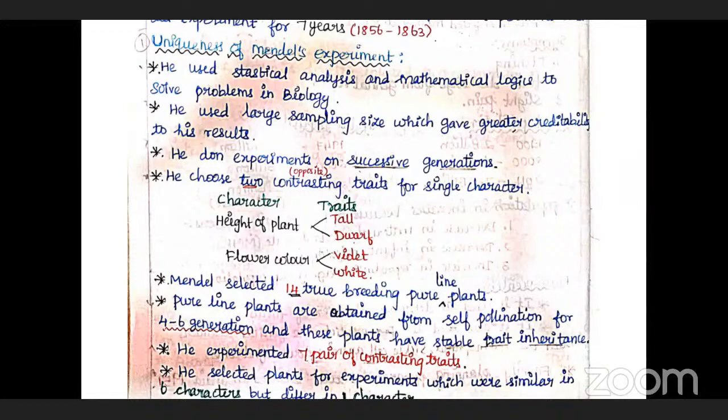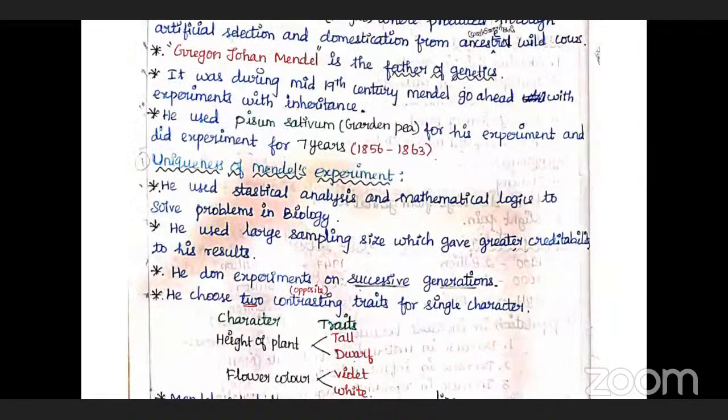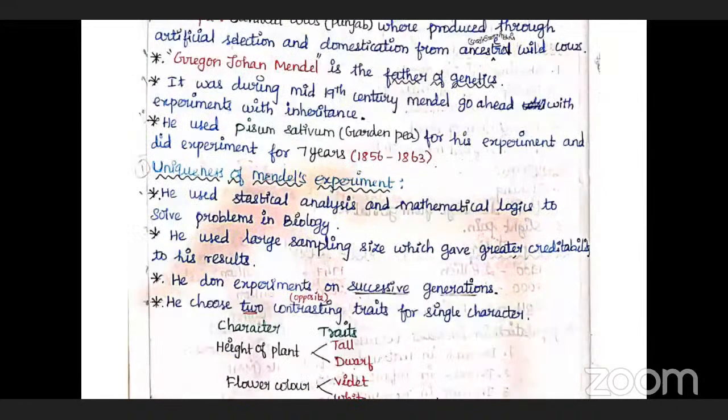What is the meaning of hybrids? Hybrids mean 2 different things combined together. Hybridization means 2 things will be combined. For example, a tall plant and a dwarf plant. 2 characters will be combined together. That is called hybridization. That hybridization is the second step.